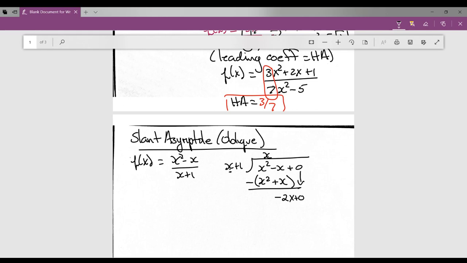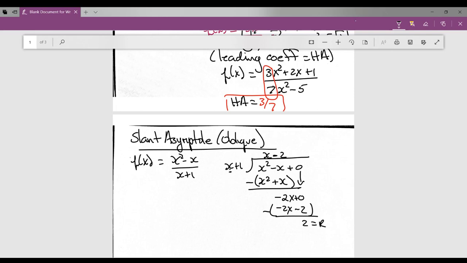Bring down the 0. x goes into negative 2x. Negative 2 times x is negative 2x minus 2. Again, subtract. The 2x's go away, and you're left with 2 as your remainder.